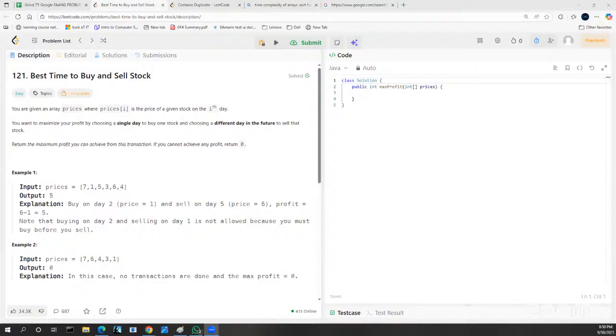Actually, there are 3 types of questions I found on LeetCode about buying and selling the stock, so it depends upon the situation. One question is about trading in the stock market, and another is about how to invest in the stock market. So these 3 questions vary according to the situation.